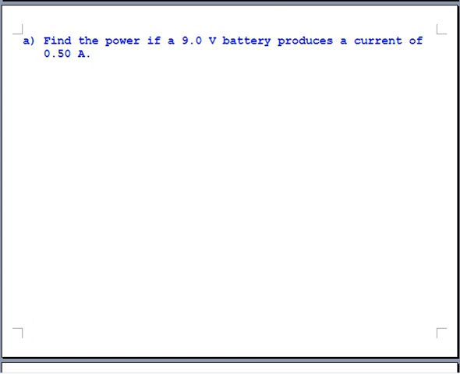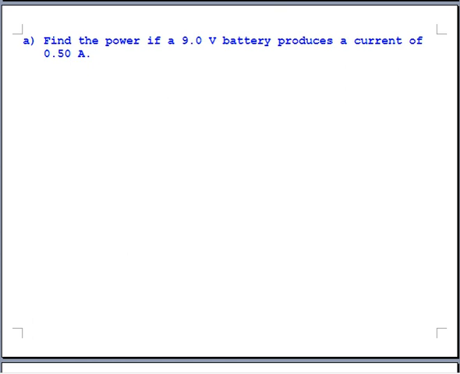All right, so let's try another example. This one's a little bit trickier, so I'll give you that heads up. We have to think about things a little bit. We're going to find the power if we take a 9-volt battery, hook it up to some circuit, and it gives us a current of 0.50 amps. So part A, find the power.